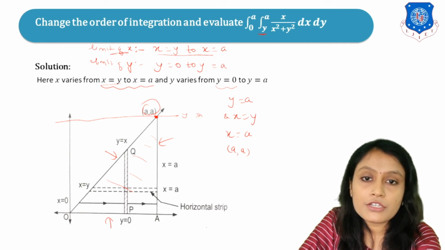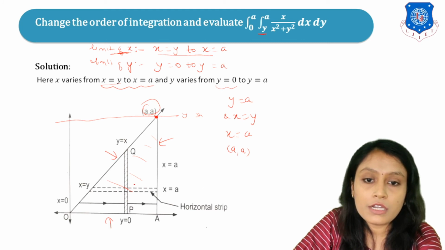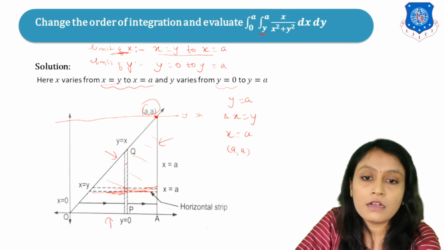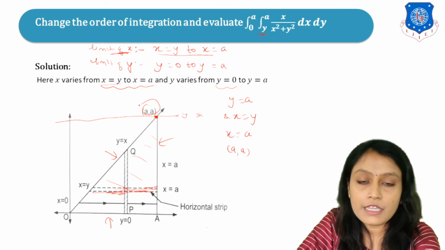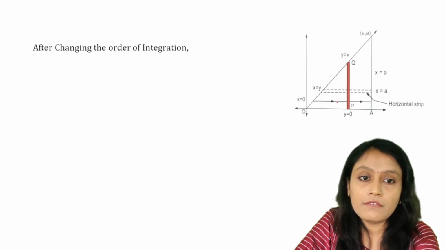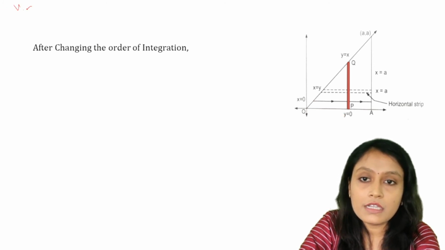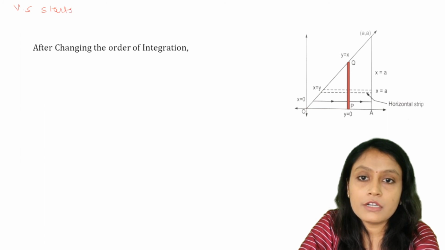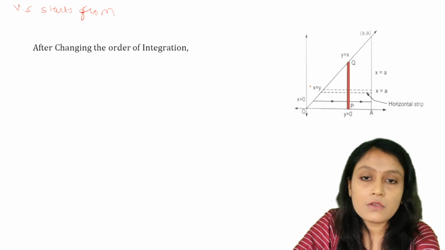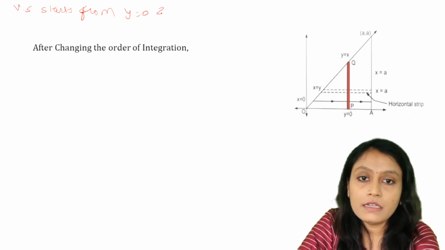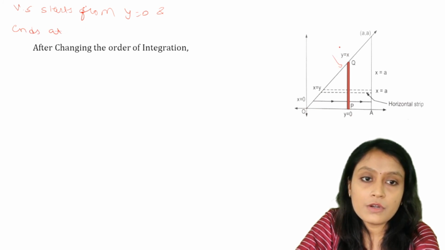Now here in the question the limit of x is given, so a horizontal strip is given. So what we have to do is make a vertical strip, and we will change the order of integration. So you will get here a vertical strip PQ, right? This is our new strip. It starts from here, y is equal to 0, and it ends at this line, y is equal to x.